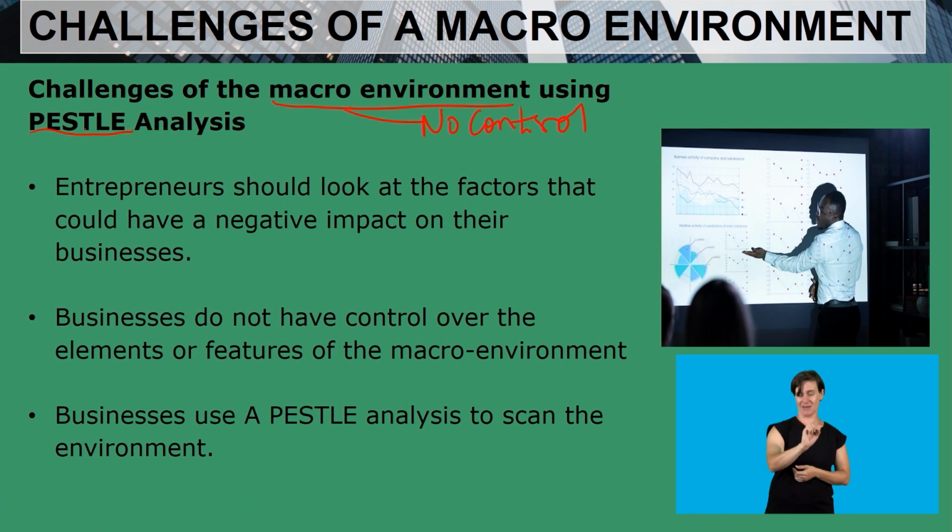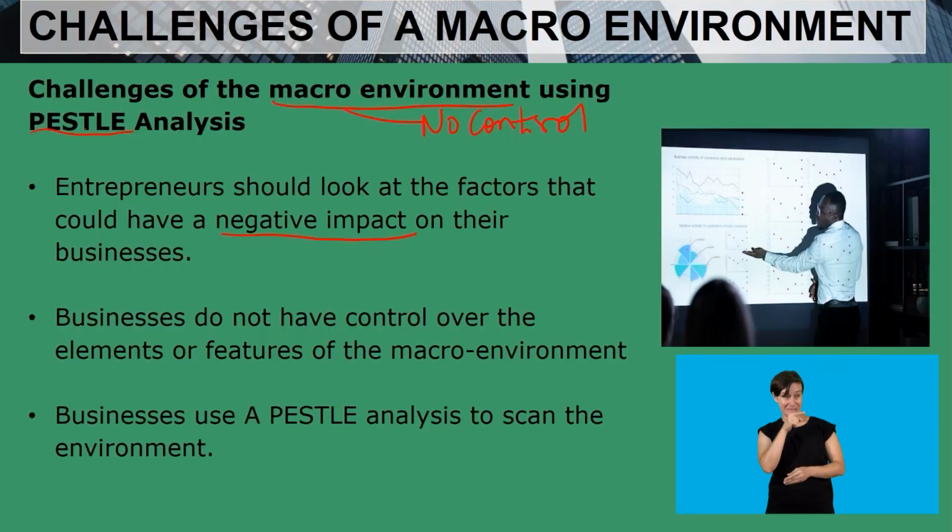We're looking at the challenges of the macro environment using the PESTLE analysis. Entrepreneurs should look at the factors that could have a negative impact on their businesses. It's not that you're trying to be negative, you're just being proactive and asking what could impact my business negatively, so that you can come up with a contingency plan, a plan B, to say, if this happens, am I ready to deal with those challenges that are affecting me as a business? But you must not forget, you do not have control over these elements or features of the macro environment. However, you must adapt.